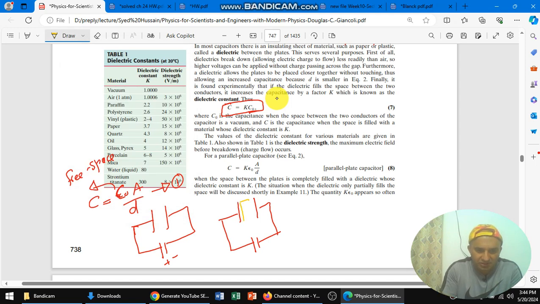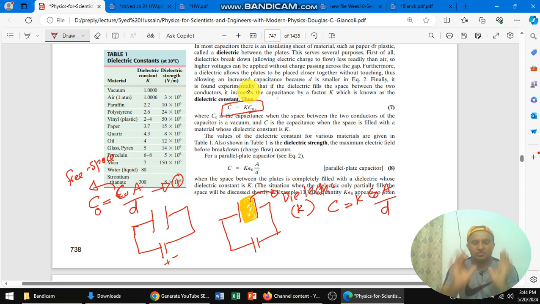For example, if we place any insulating sheet between the plates, this insulating sheet is known as the dielectric, and this medium has a constant, known as the dielectric constant, represented by K. Now the modified formula is C is equal to K epsilon naught A divided by D. If this is C naught, the original or initial capacitance, then C is the capacitance when we insert a medium with dielectric constant K, and C is equal to K epsilon naught A over D.